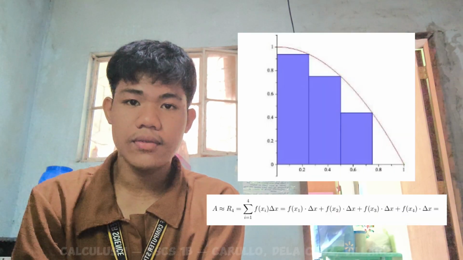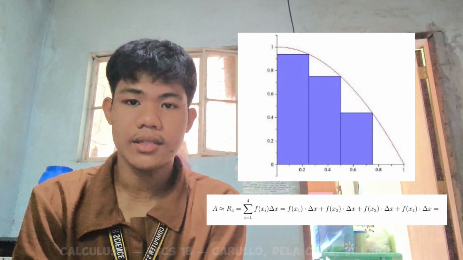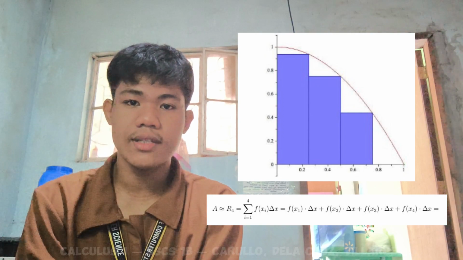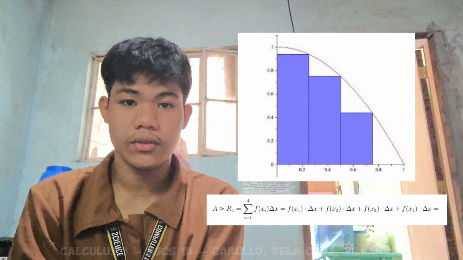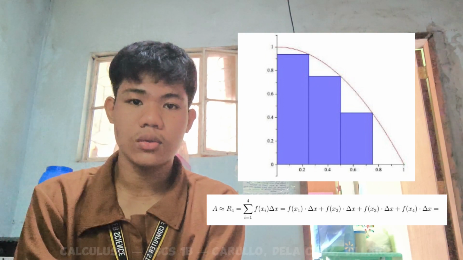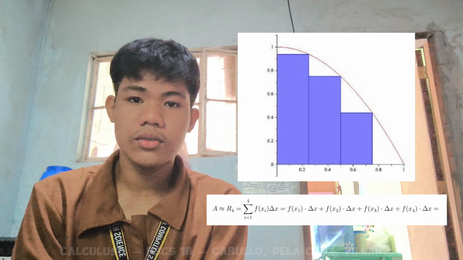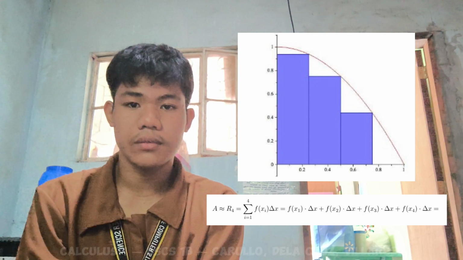Now, let's move on to the right endpoints approximation. Just like the left endpoints, we are going to add the values that we get from the y-axis, which are 15/16, 3/4, 7/16, and 0, multiplied by 1/4. After getting the sum, which is 7/32, we are going to change it into decimal, which is 0.531.